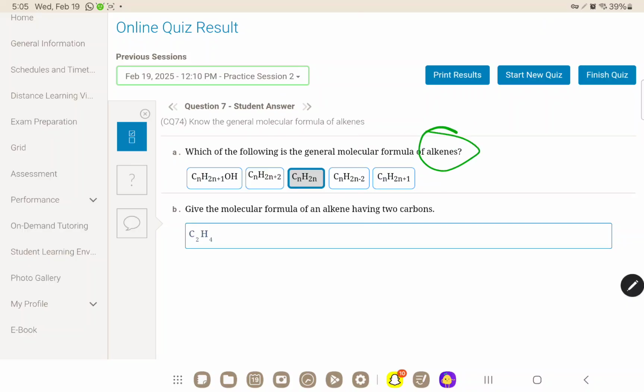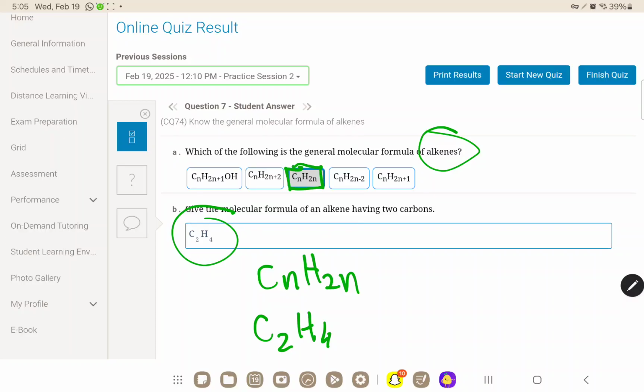Alkenes. I told you already that alkenes have this form, CnH2n. These are full on memorizing. You have to memorize them, for alkenes and alkanes, for tomorrow's exam only though. Anyways, given the molecular formula of an alkene having 2 carbons, it's CnH2n, right? So 2 carbons, so n is 2. H, 2 times 2 is 4, and that's it.